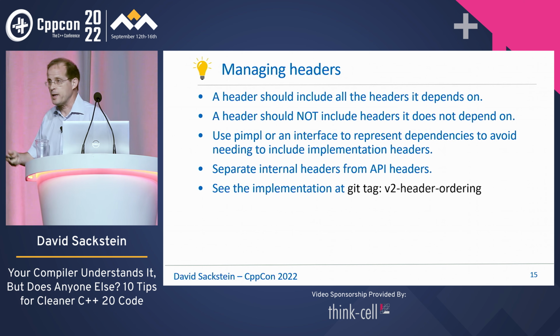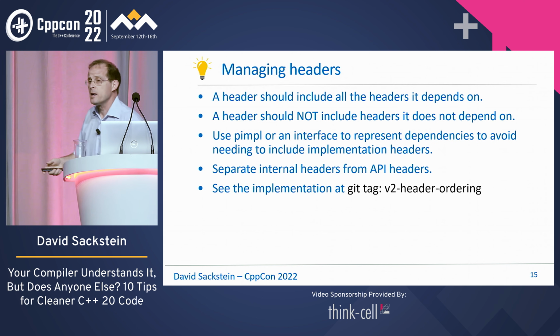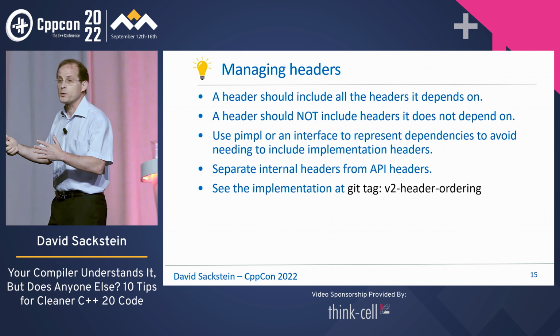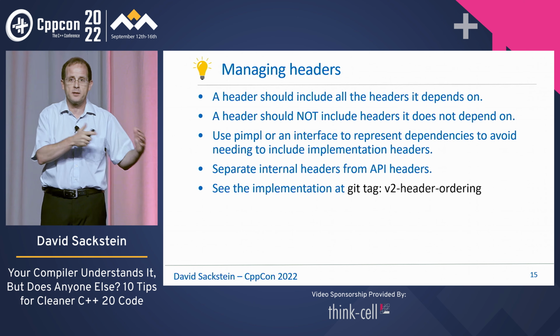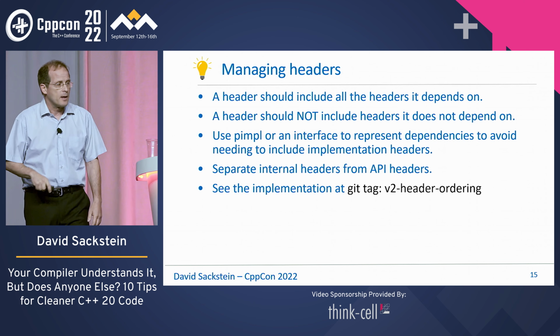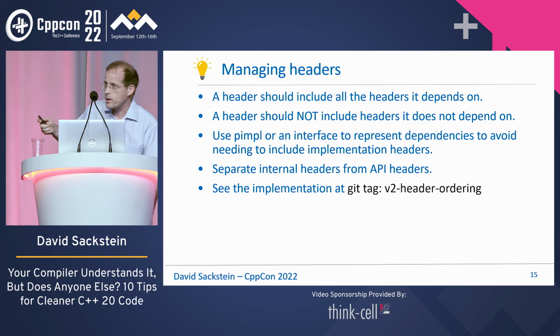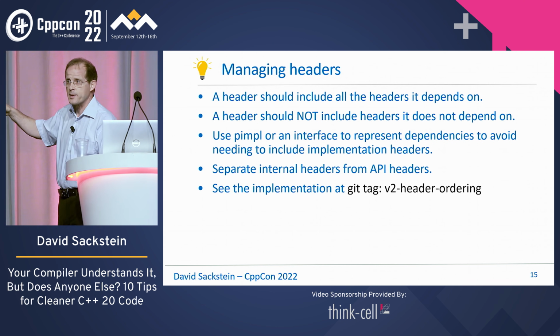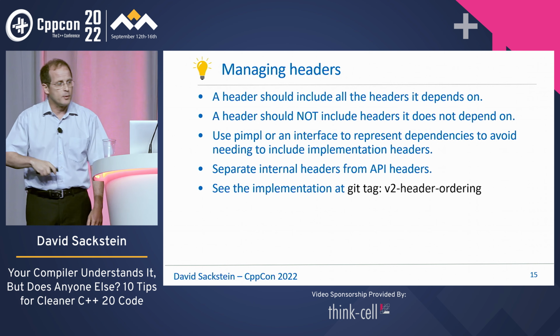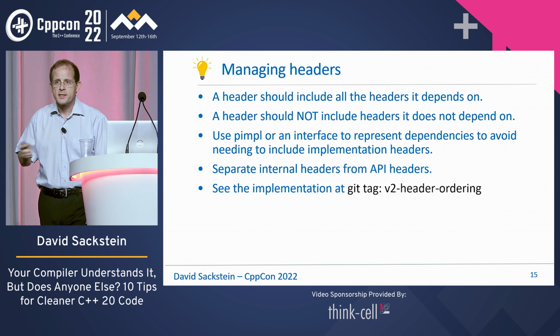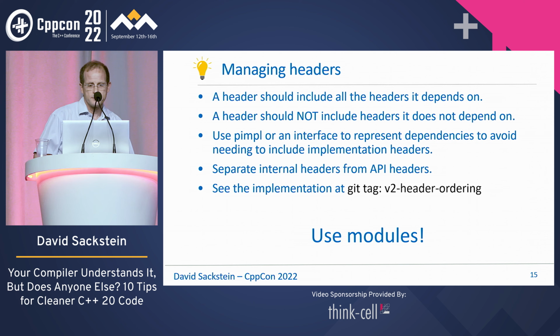Separate internal headers from API headers, that's obviously very clear, because you don't want your internals to leak outside where people are using your code. So if you look at the repo, the git tag v2 header ordering, I've made those changes, and we can move to the next step. Let's have a look at the implementation.